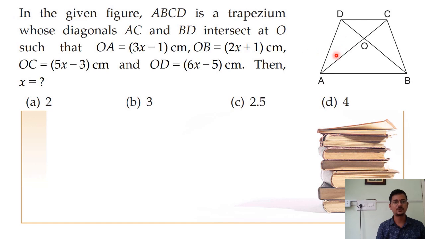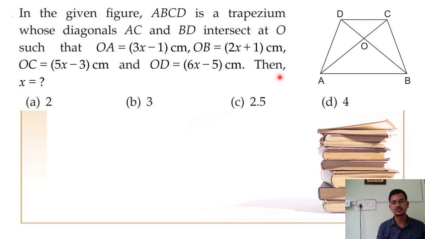This is our last question of this session. In the given figure, ABCD is a trapezium whose diagonals AC and BD intersect at O, such that AO is equal to 3x minus 1, OB is equal to 2x plus 1, OC is equal to 5x minus 3, and OD is equal to 6x minus 5 centimeter. Then we need to find the value of x.